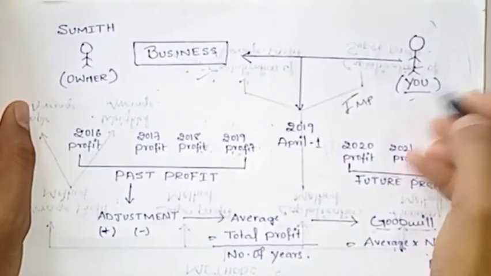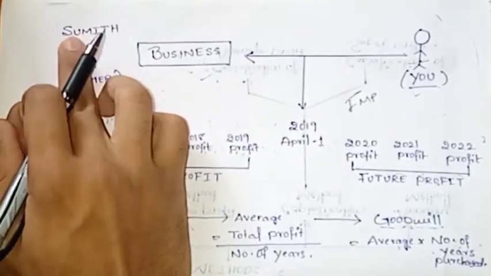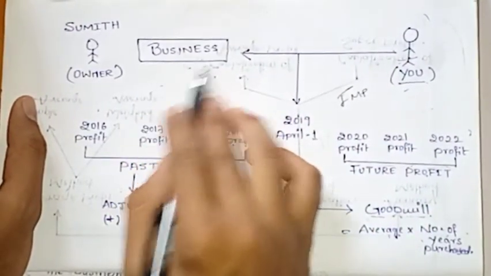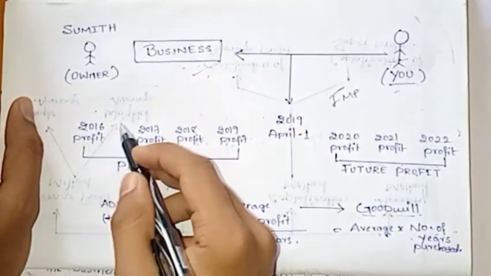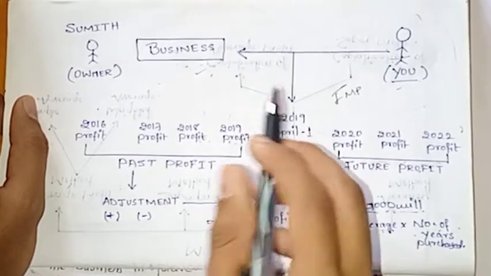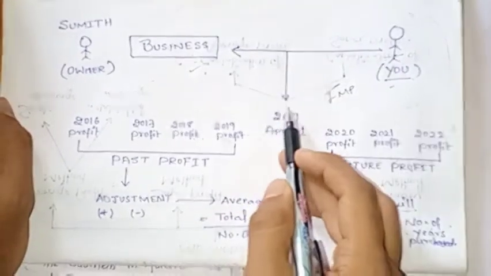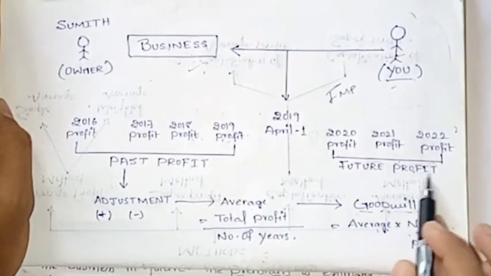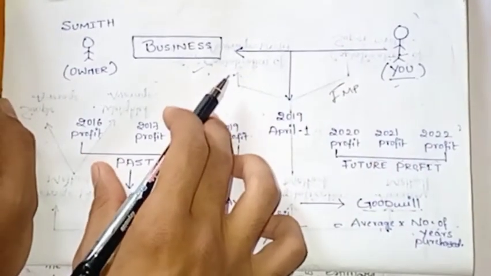Let's say this is you, and you have to purchase this existing business from Sumit. Sumit is the owner of the business. This is a very profitable business which has been making a lot of profits in the past: profit in 2016, profit in 2017, profit in 2018, and now in 2019 also profit. So there is a good chance that if you purchase this business now, it may earn a lot of profit in the future as it did in the past.